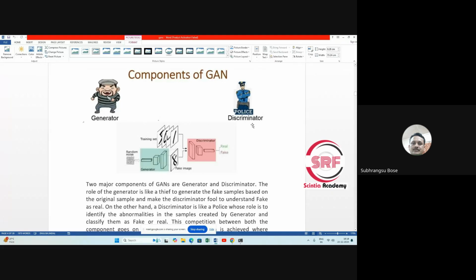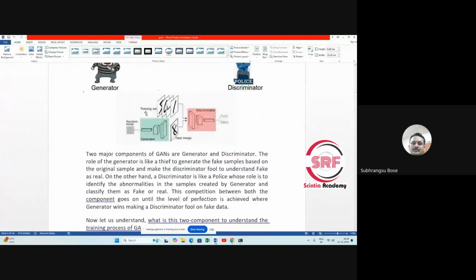Now, what is the role of the discriminator? The discriminator identifies whether the generator's generated image is fake or true. The discriminator just identifies and recognizes which one is true and which one is fake.